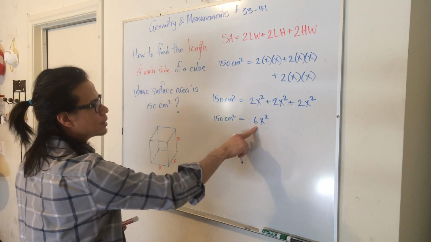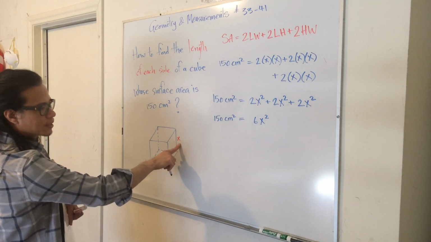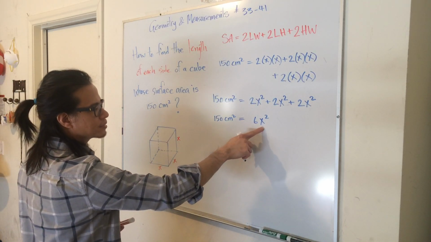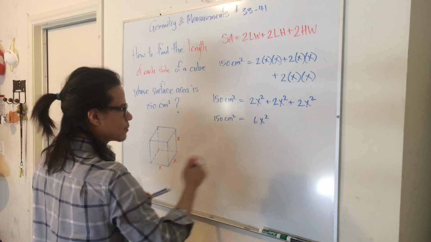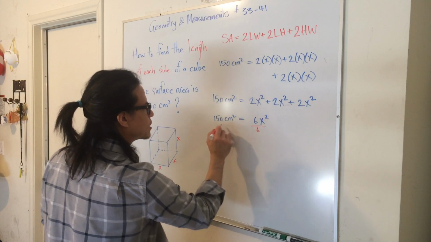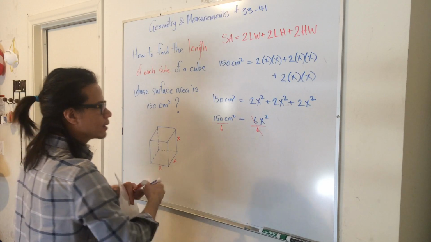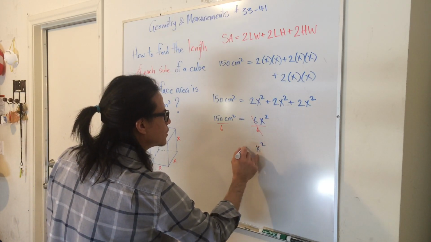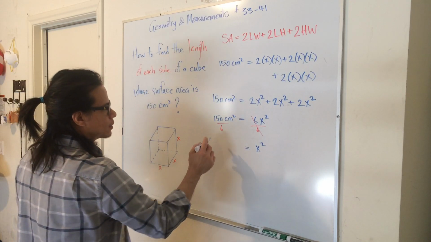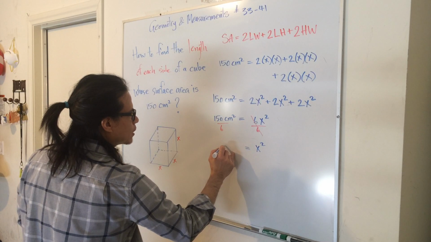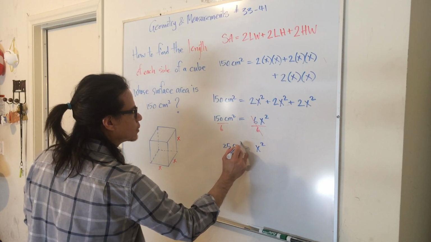Let's get rid of the 6, keeping in mind that our ultimate goal is to find out what x is. So I'm trying to isolate x here. What's the opposite of times 6? So let's divide 6 from both sides. The 6 cancels out. x squared is equal to 150 divided by 6. Okay, so we are at 25, and then bring down the centimeters squared.